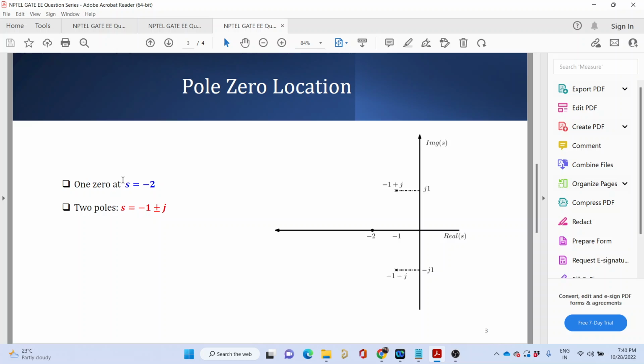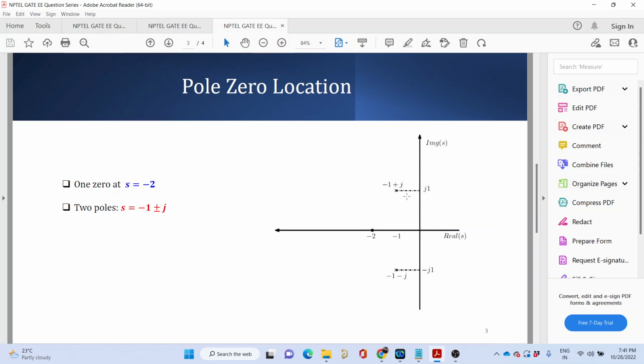You see there is a zero at s equal to minus 2, and there are two complex conjugate poles, minus 1 plus minus j. So there are two poles lying over here, and one zero lying at s equal to minus 2. This is the s plane. This axis is the real of s, and this is the imaginary of s, that is the j omega axis. So how would the root locus look like?